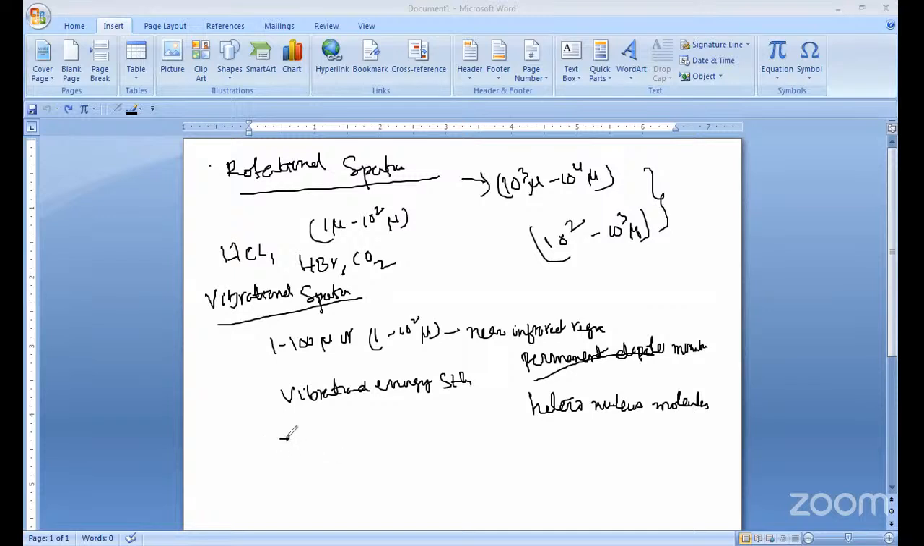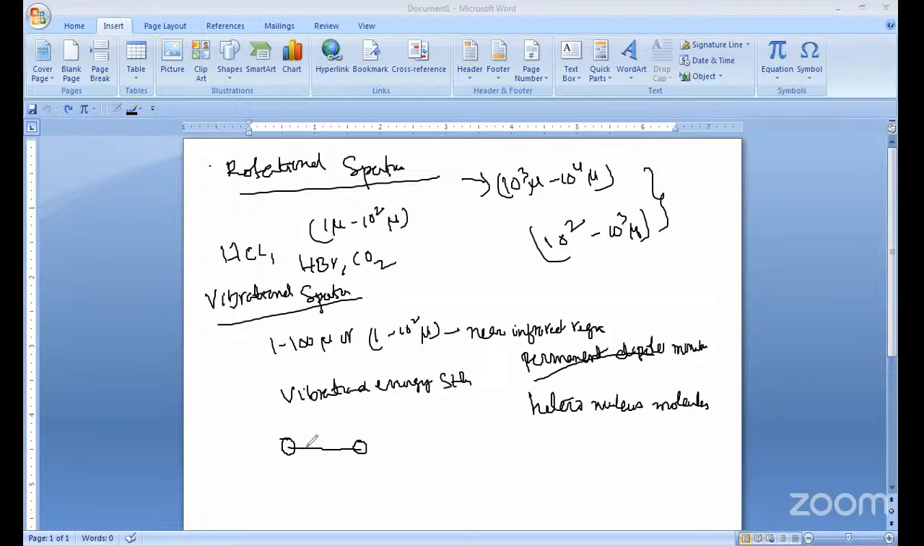Suppose you take two different atoms, heteronuclear, separated by a certain distance like this. Whenever they are vibrating, the positions of these atoms will move from one place to another place. They move there and again come back to the same place. Like this, the vibration takes place.